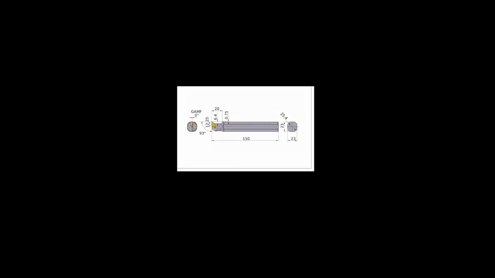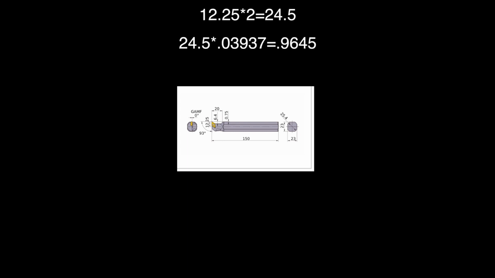You will see when I look at the actual dimensions for this, I get 12.25 from the center line of my tool to the tip of the insert. So let's take 12.25 and multiply it by 2, which will give us 24.5. And then let's take 24.5 and convert it to standard so we can put it into the machine.